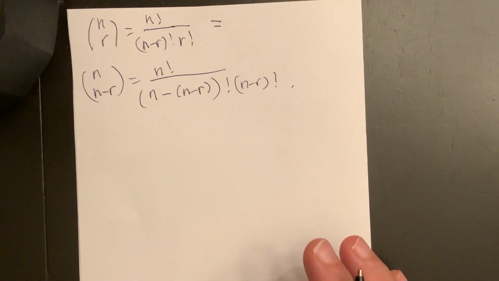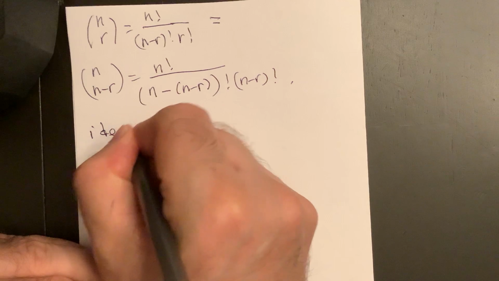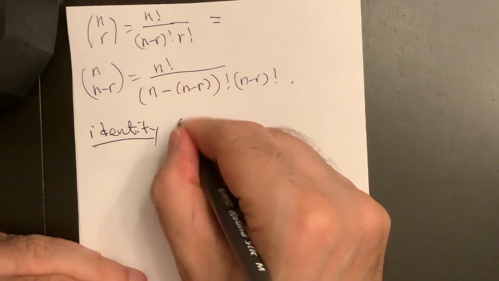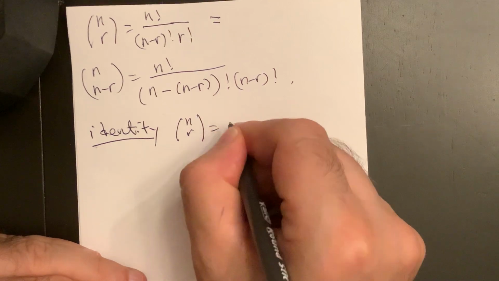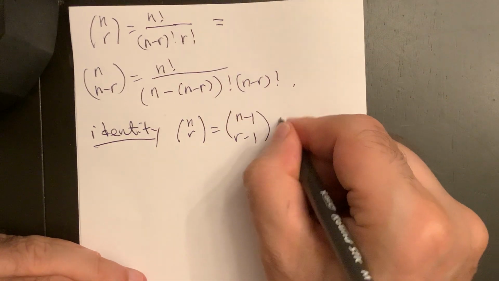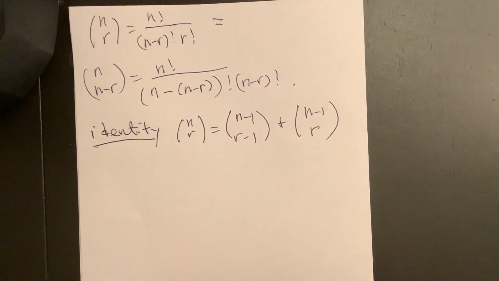We have another identity here. So I have this identity. N choose r is equal to n minus 1 choose r minus 1 plus n minus 1 choose r. This is very useful. And let's just check and see that it works.